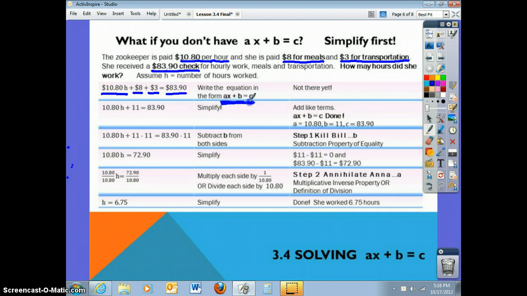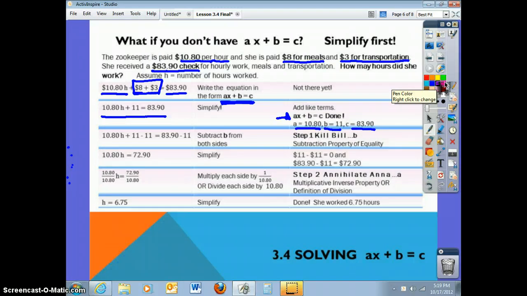There's too much in that equation to be in that form yet. But if we combine like terms, we end up with this equation, 10.80h plus 11 equals 83.90, and we're now in the right form. And a is 10.80, b is 11, and c is 83.90. So now we're ready to kill Bill and annihilate Anna.